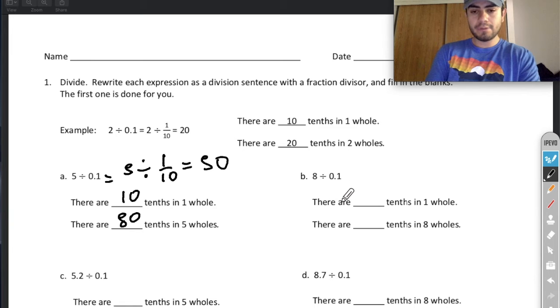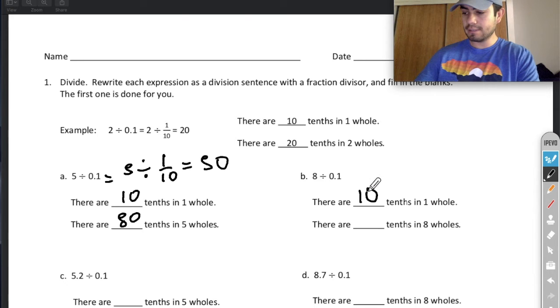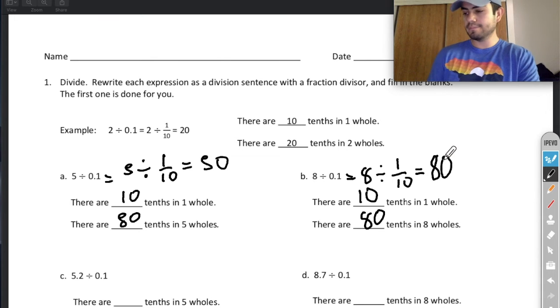Now here it wants to know how many tenths there are in one whole first. Well, we just found out that there are 10 tenths in one whole. Now, if you were going to do 8 wholes, you would have 80 tenths. So really this problem is 8 divided by 1/10 equals 80.